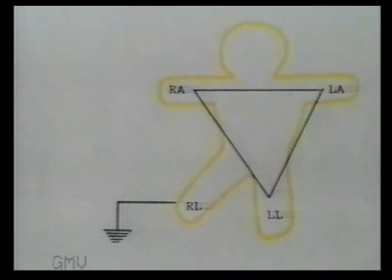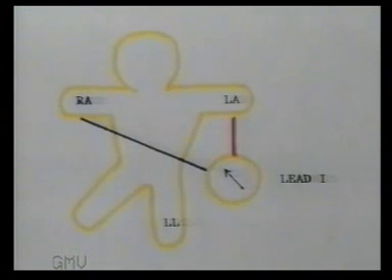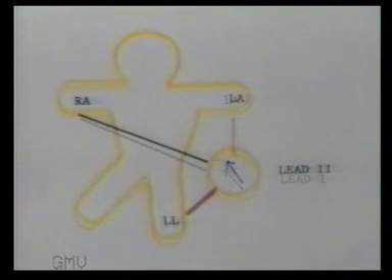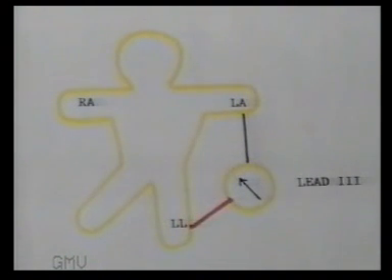So in effect, we have 3 active electrodes whose combinations will give us 6 leads, 3 bipolar leads, 1, 2 and 3, and 3 unipolar leads, AVR, AVL and AVF. Leads 1, 2 and 3 are bipolar leads, and they record the electric potential difference between 2 extremities at a time. Lead 1, as you can see, records the potential difference between left arm and right arm. Lead 2 records the potential difference between left leg and right arm. And lead 3 records the potential difference between left leg and left arm.